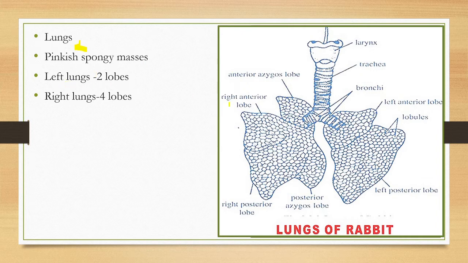The left lung has two lobes. So this is the left lung. This is the left anterior lobe and left posterior lobe. While the right lung has four lobes, called the anterior azygos lobe, the posterior azygos lobe, then right anterior lobe, right posterior lobe.